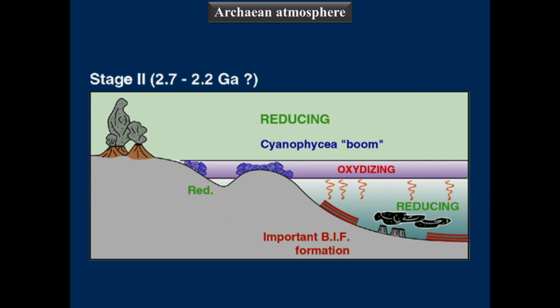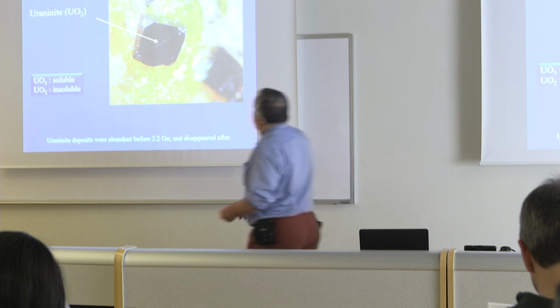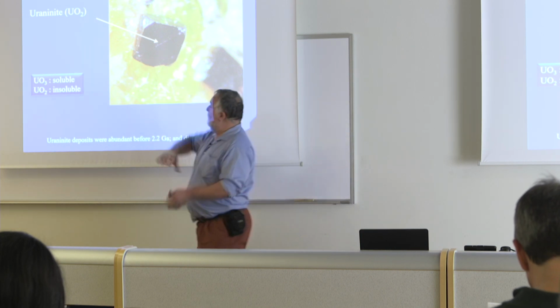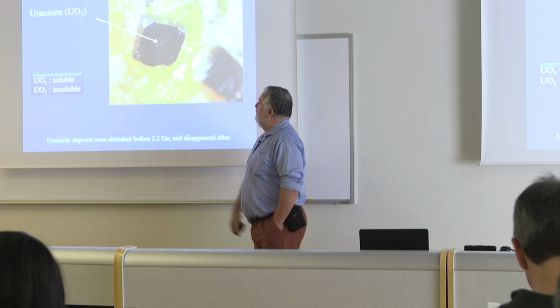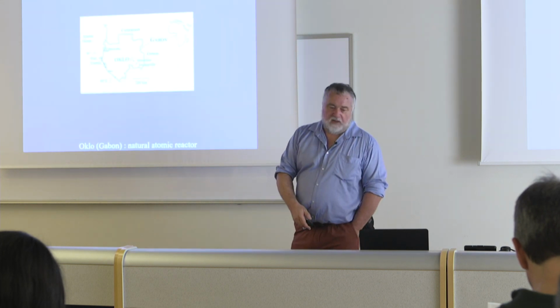There is another system that is interesting to look at, the system of uraninite. It works in a different way. The oxidized form of uranium is soluble, and the reduced form is not soluble. And we find a lot of deposits before 2.2 and almost nothing after 2.2 billion years.